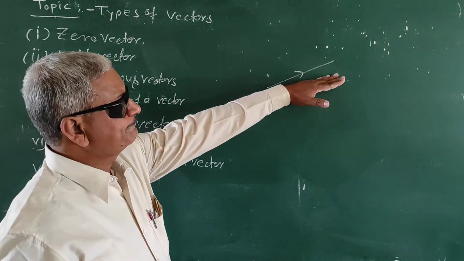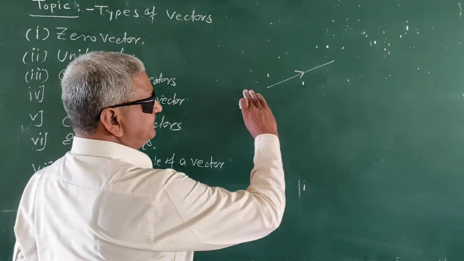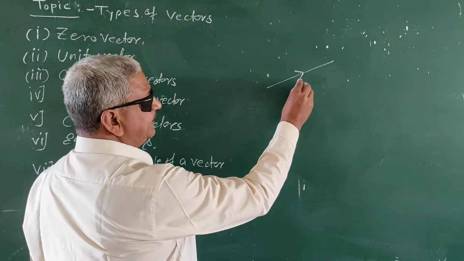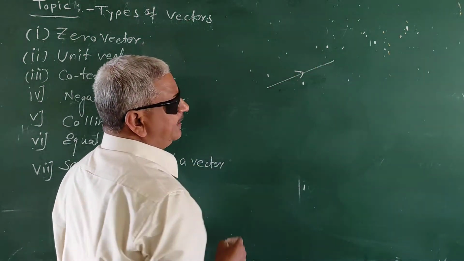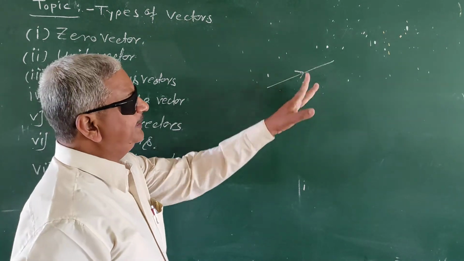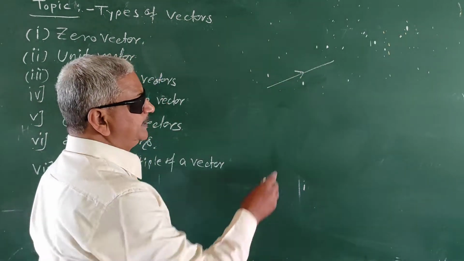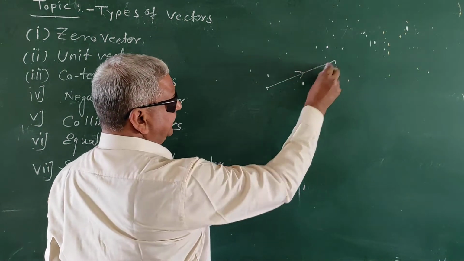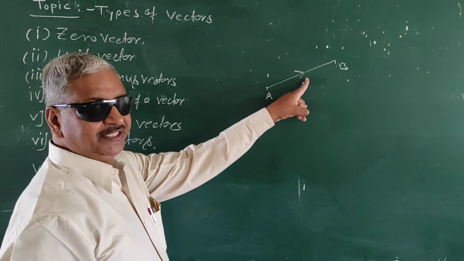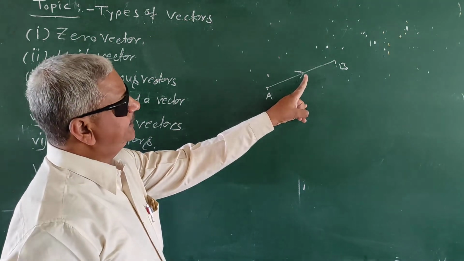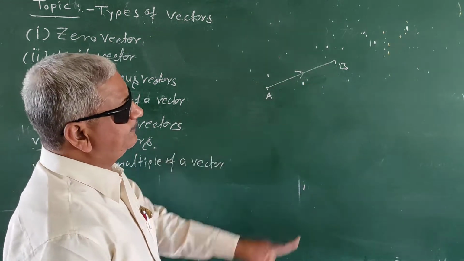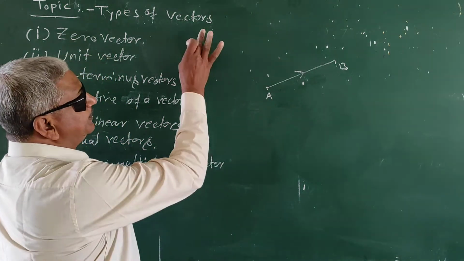Suppose this is the line, take an arrowed line, we can say that. Any line segment having the arrow in one direction. So suppose this is segment AB and it has the direction. So we can say that it is a line segment having the direction. Very simple way we can define the vector.